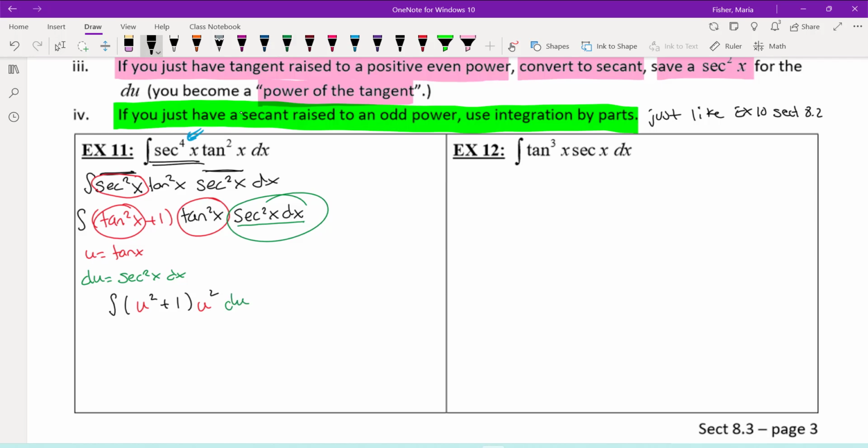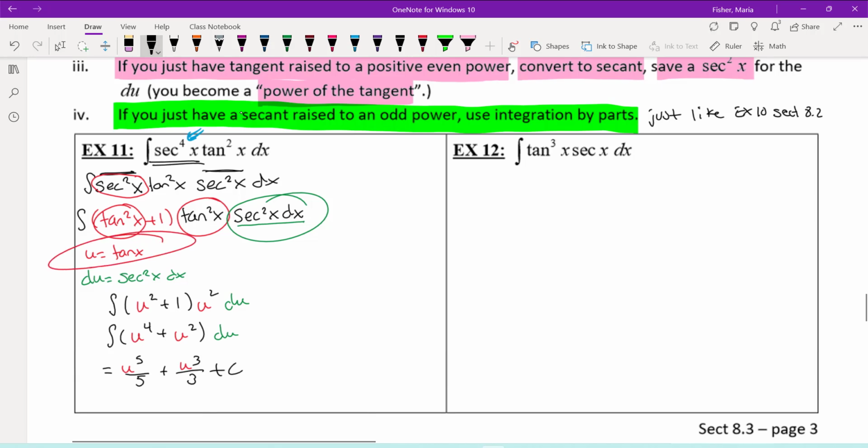First distribute your u squared, then integrate. So we're looking at the indefinite integral of u to the fourth plus u squared du. Integrating, we get u to the fifth over 5 plus u cubed over 3 plus c. Finally, getting out of u's and going back into x's, we end up with tangent to the fifth of x over 5 plus tangent cubed of x over 3 plus c.